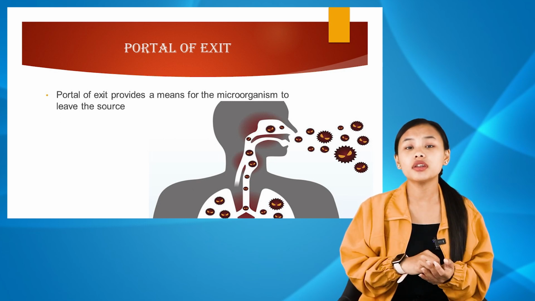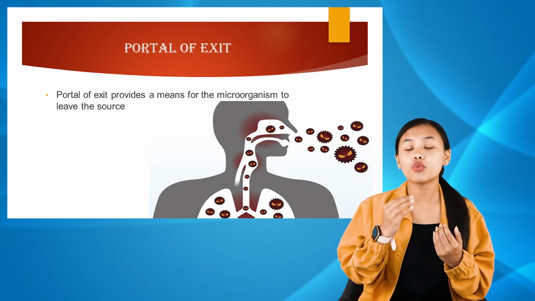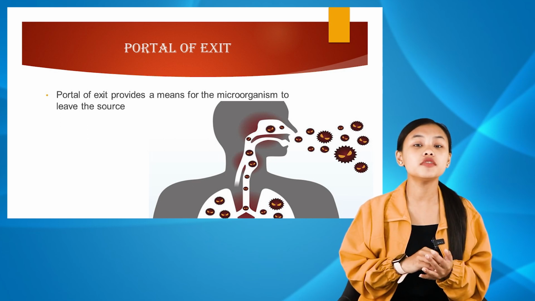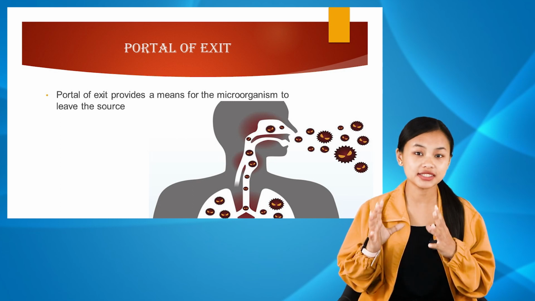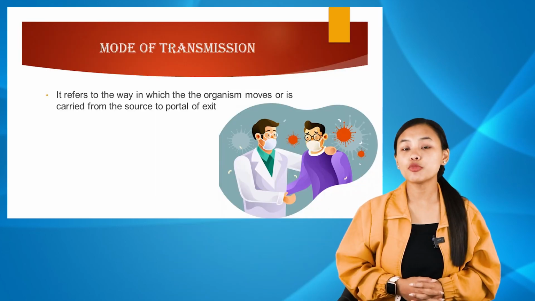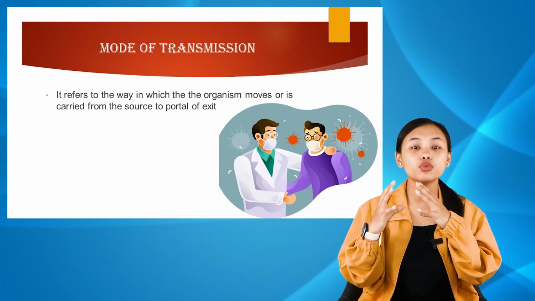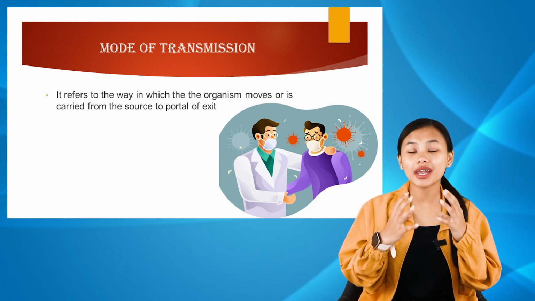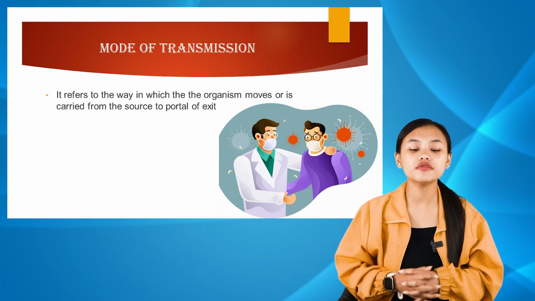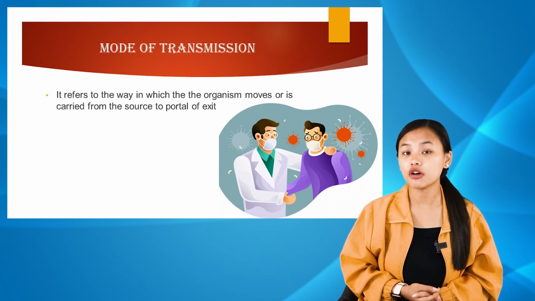So here, when they need to be transmitted from one person to the other, they will be leaving the source through the portal of exit. And once they have left the source, they will start transmitting from one person to the other, right? So this mode of transmission refers to the way in which this microorganism is carried or moving from the source to the portal of exit.